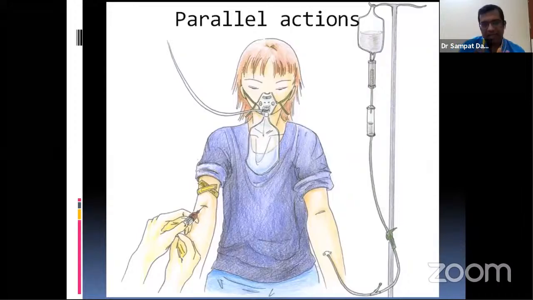So in critical care, it is always a parallel action, that is, all three things are going on simultaneously. You don't have to think that I will do this first, then that, then this. No, it is always parallel. You have to take care of the airway immediately, get an IV access, and do an ABG or any investigation you want to do. So parallel action must be done in all critically ill patients.